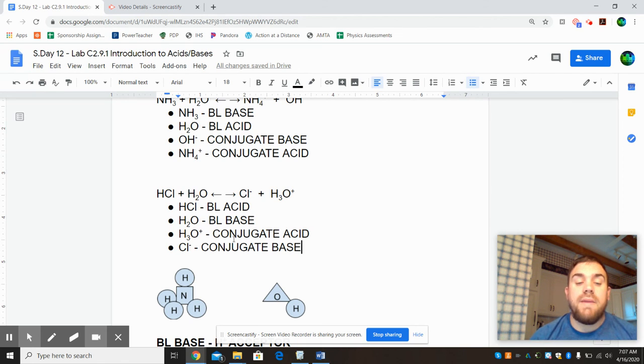But we need to be able to identify acids and bases on both sides. And to help us in terms of terminology, they use the word conjugate to help identify, oh, it's on the right side of the reaction. And that's all.